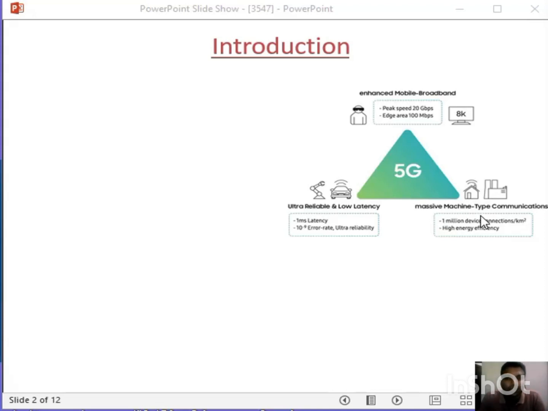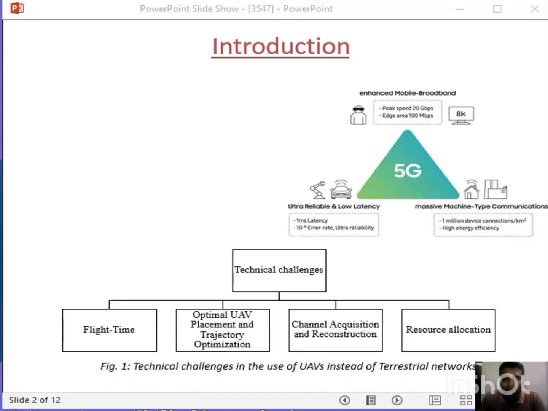Owing to the dynamicity of UAV position and altitude, low altitude platforms UAVs are extensively used as aerial base stations and for communication relying in terrestrial communications and high traffic such as stadiums and crowded places. The technical challenges in the use of UAVs instead of terrestrial networks include flight time, optimal UAV placement and trajectory optimization, channel acquisition and reconstruction, and resource allocation.